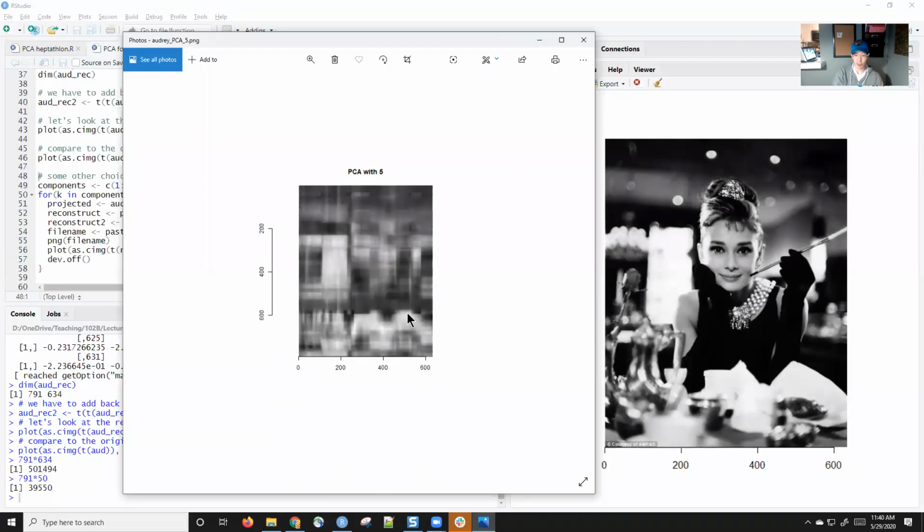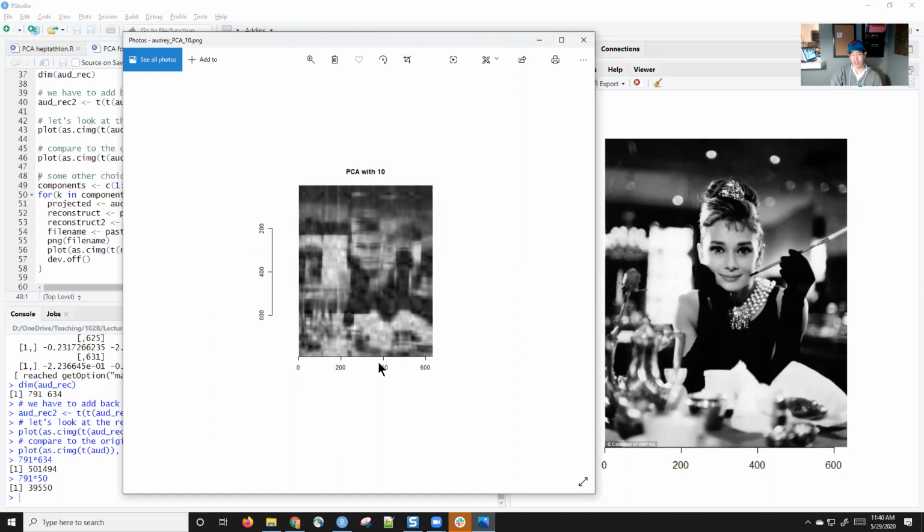And here it is with five principal components, and then at six principal components, now you start to see right here, this looks like where her eyes and eyebrows are. Her eyes and eyebrows are right here, and we're starting to see that appear in the image as well. And at 10, now we see something that resembles a face.